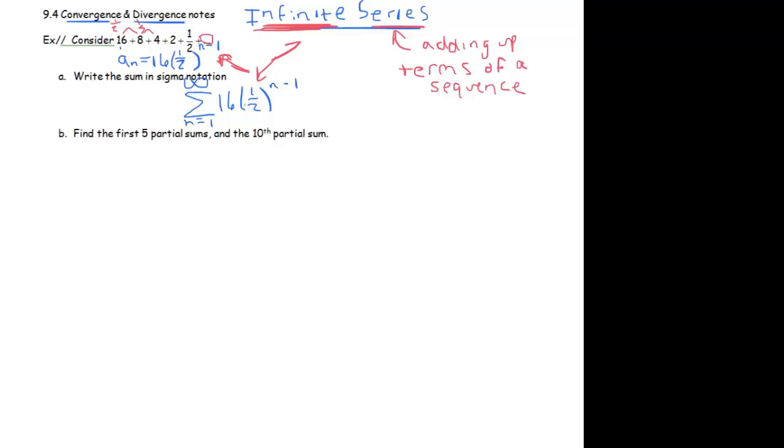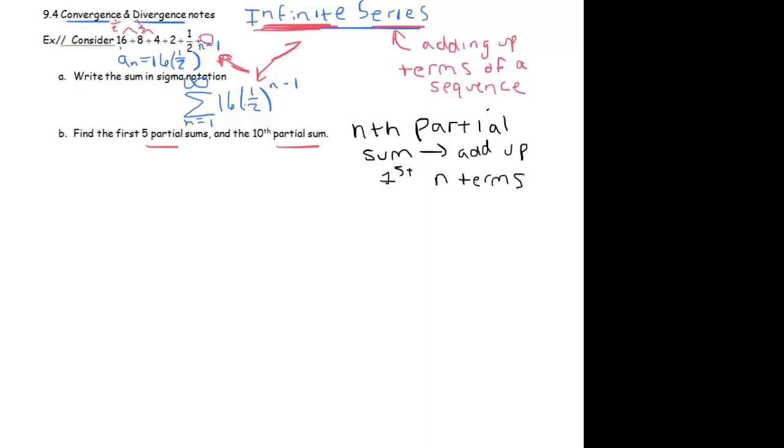Part B says find the first 5 partial sums and the 10th partial sum. So partial sum, let me just tell you what that is. The nth partial sum simply means you're going to add up the first n terms.